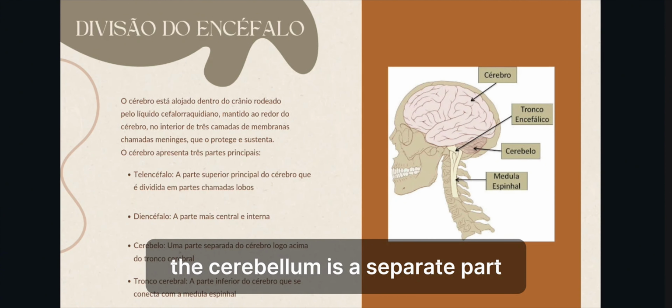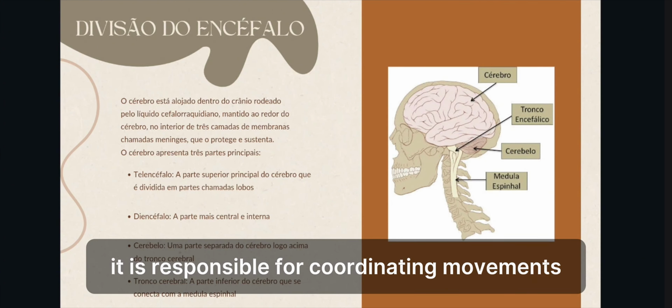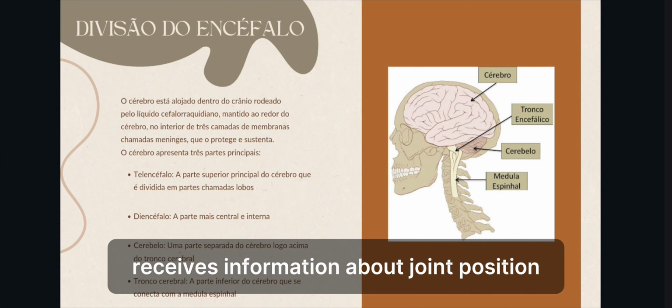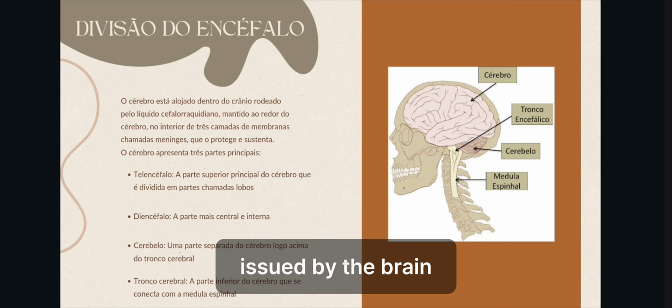The cerebellum is a separate part located behind the brainstem. It is responsible for coordinating movements, ensuring body posture, and developing motor skills. This part of the brain receives information about joint position and muscle length, and monitors motor commands issued by the brain.